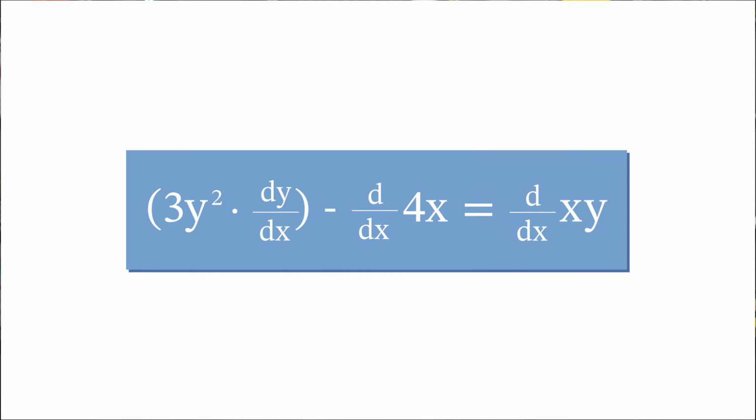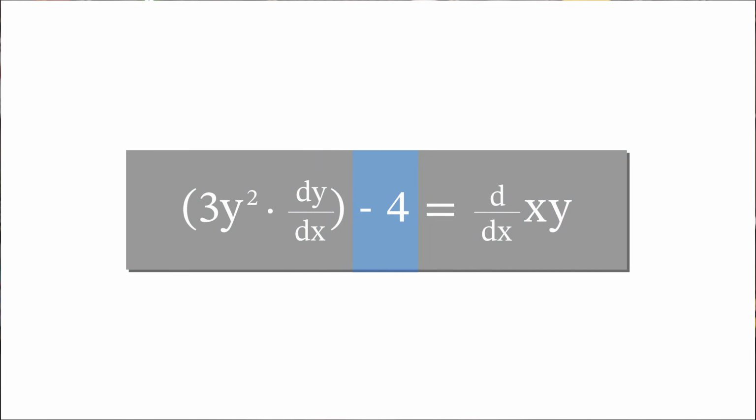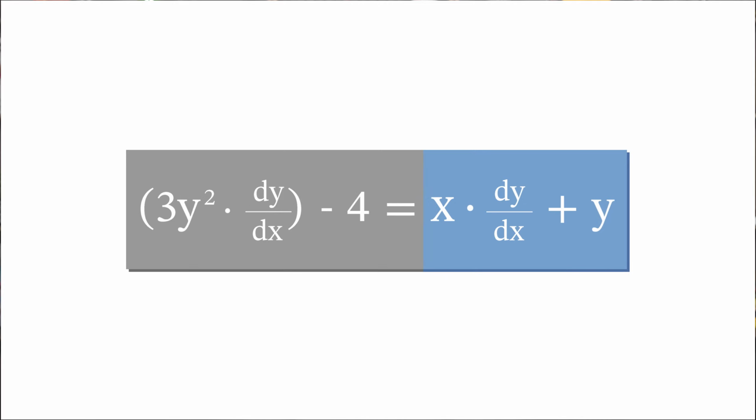Let's take the derivatives of the other terms now. The derivative of minus 4x with respect to x is minus 4. On the right side, the derivative of xy with respect to x can be found using the product rule. The first times the derivative of the second gives us x times dy dx, and the second times the derivative of the first is y times 1. So we get x times the derivative of y with respect to x plus y.